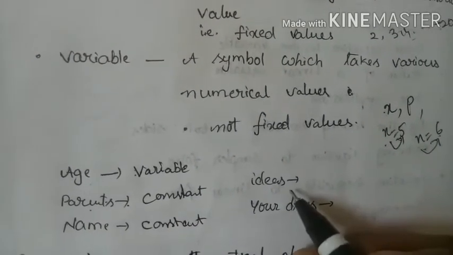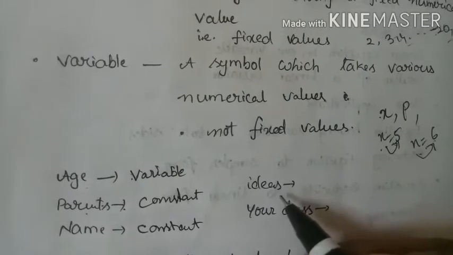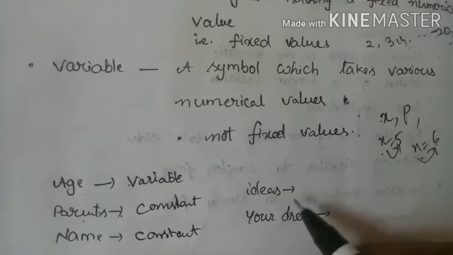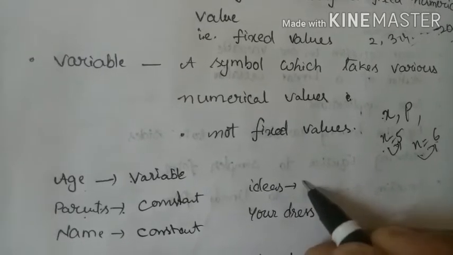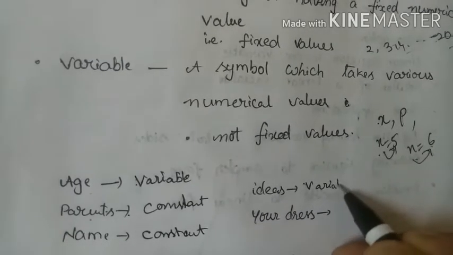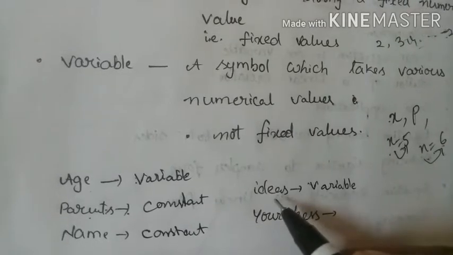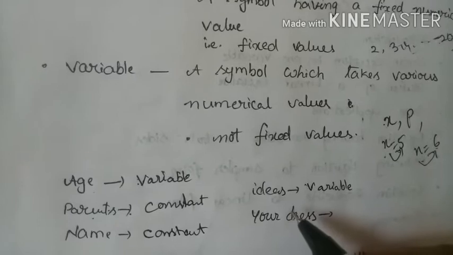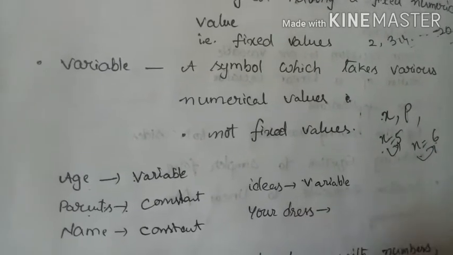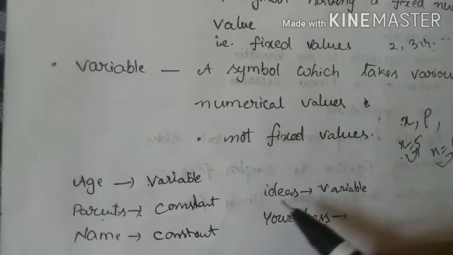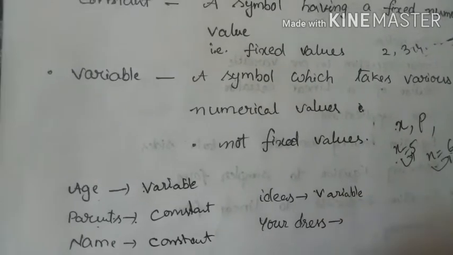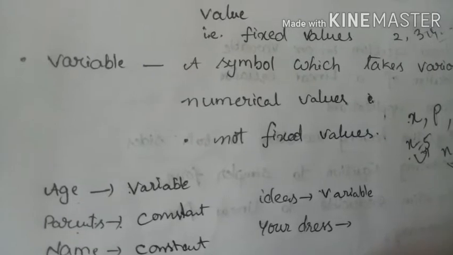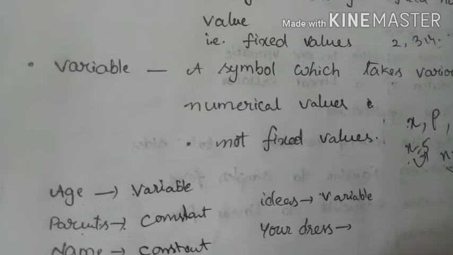Okay. Next, ideas. Yes, very good question. Ideas come under variable. Why? Because everyone's ideas are not fixed. We are thinking differently, so that means we are changing our ideas. We are thinking, so we are changing our ideas. Yes or no?